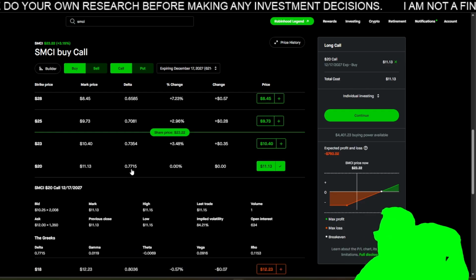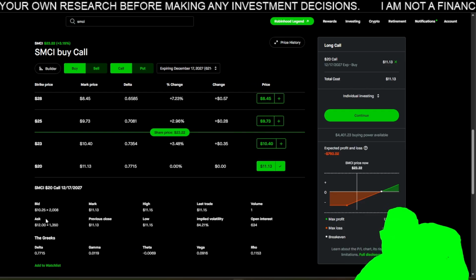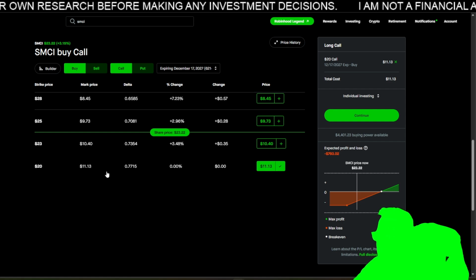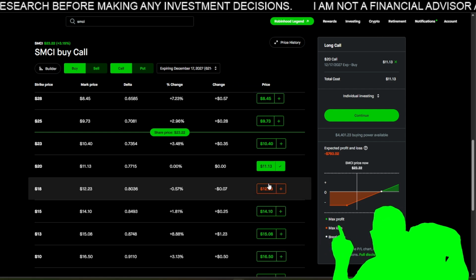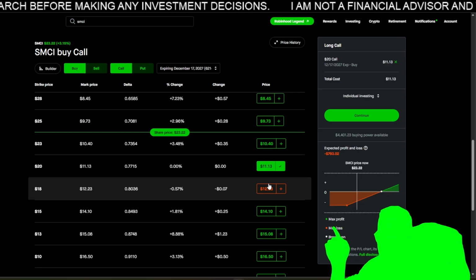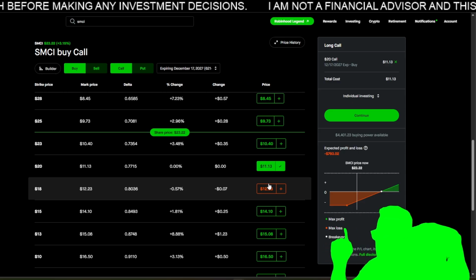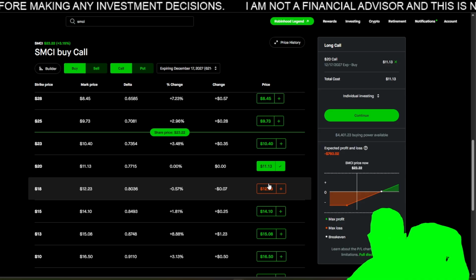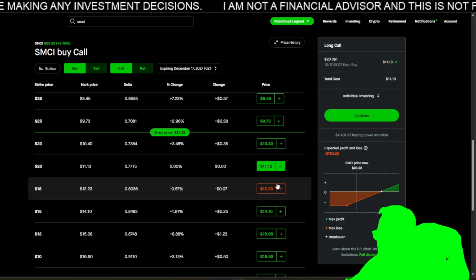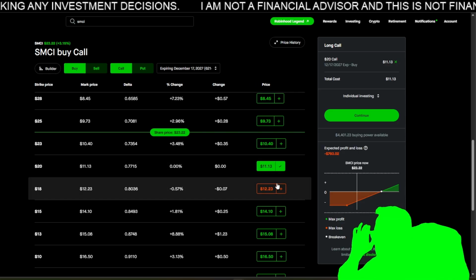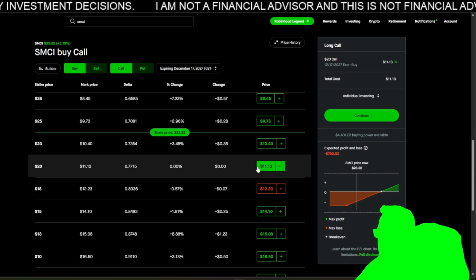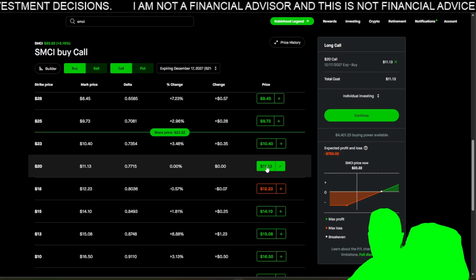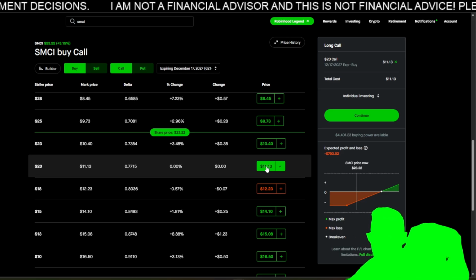A nice 77 delta, decent open interest. Bid-ask spread is not too bad here. So that would be, again, literally about half of what you're paying. So instead of buying $2,300 in shares, you can get it for half that price, $1,113, which again, not too bad. Break even obviously would be strike price plus the premium that you pay. So $31.13 would be your break even.